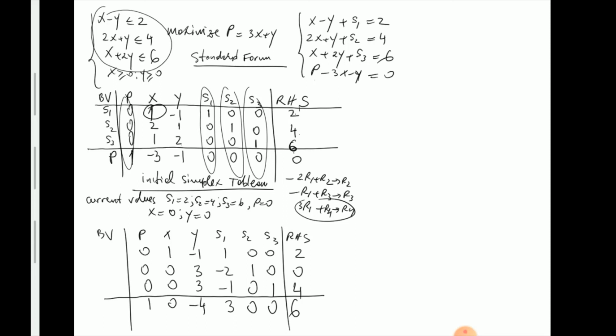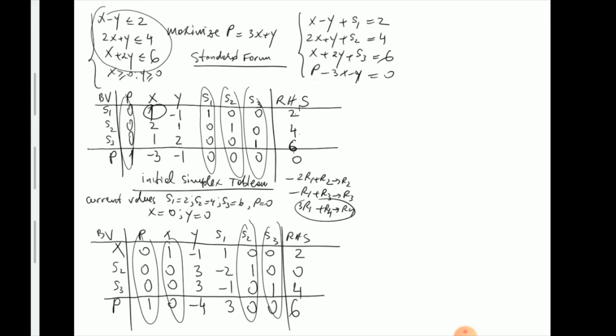New basic variables. Corresponding to 1, 0, 0, we have x as the basic variable. Then 0, 1, 0, 0, that's going to be the second basic variable. Then the third basic variable is still s3, just like before. And p is always the basic variable. This first column will never change throughout the process.